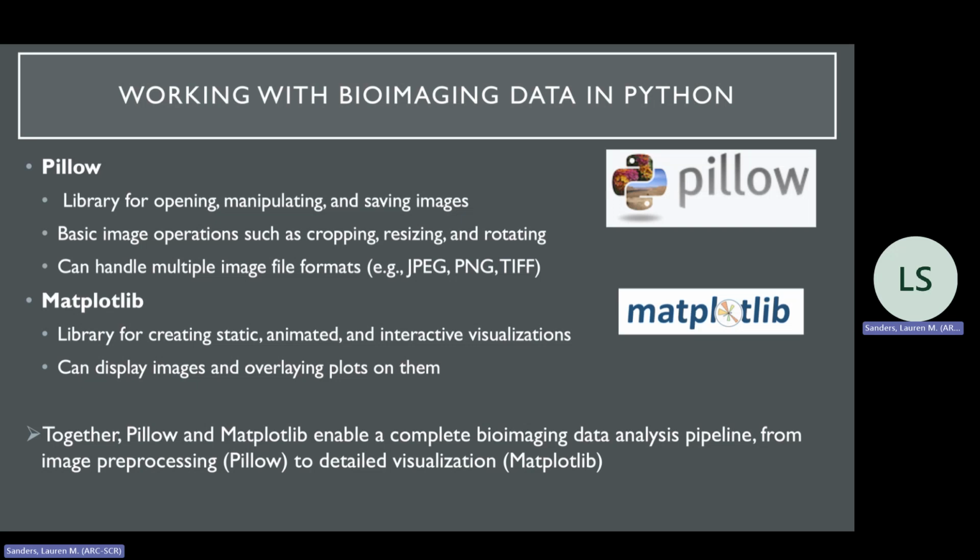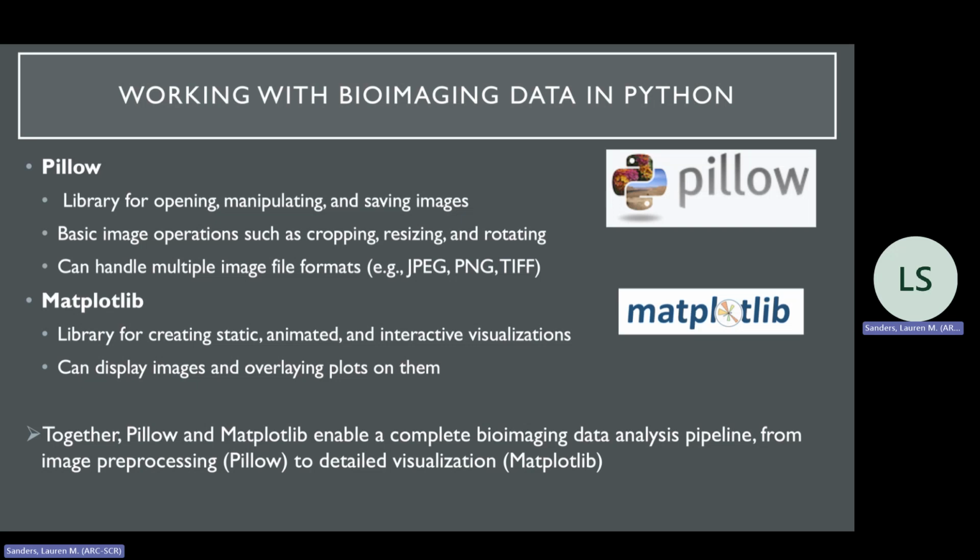This is a common library for opening, manipulating, and saving images, and can perform many useful and basic image operations, such as cropping, resizing, rotating, etc. Pillow is very flexible and can handle multiple image file formats, including JPEG, PNG, and TIFF. In the notebook, we will be focused only on the TIFF format, but just so you know, Pillow can work with many different image file formats.